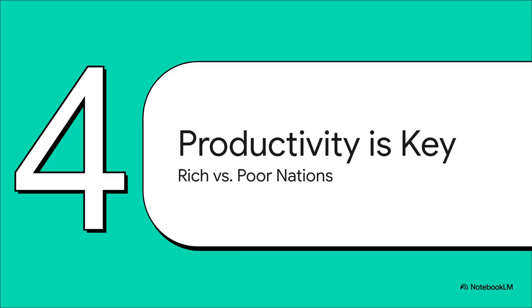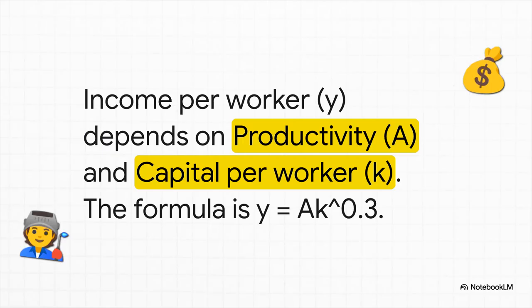Okay, awesome. Now that we have our recipe, we can finally use it to solve that huge mystery we started with. Why is there such a massive wealth gap between countries? Now, to make a fair comparison between a giant country like the US and a smaller one, we can't just look at total output. That wouldn't make sense. We have to look at output per person or per worker. So we just tweak the formula a bit.